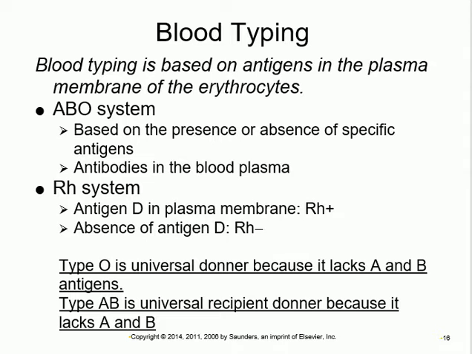Blood typing, this is A and B. Are you familiar with A, B, AB, and O? Which one is a universal donor? O. Which one is a universal recipient? Why is O a universal donor? Lacking A and B what? Antigens. How about AB as a universal recipient? It's lacking A and B what? Antibodies. Okay?